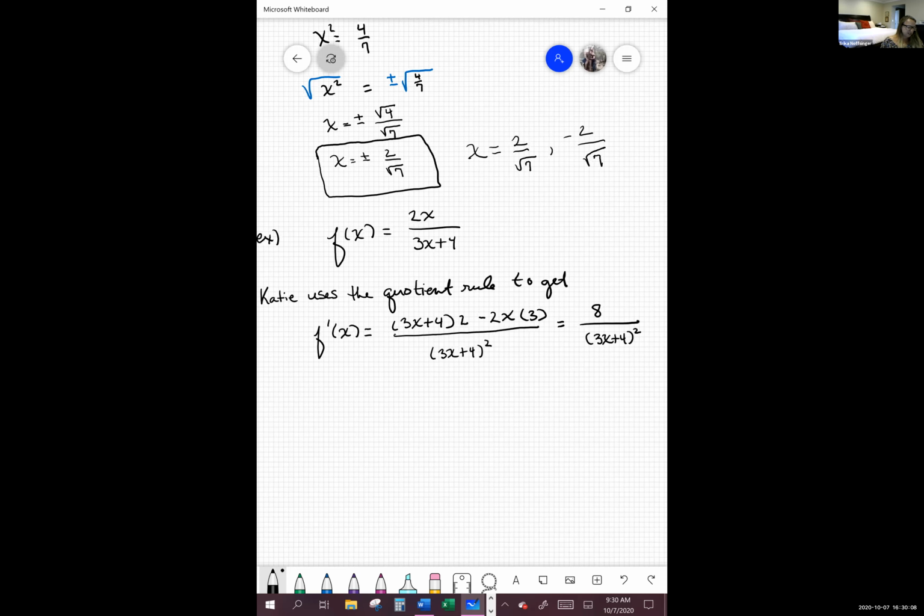Sarah converts hers into a product and uses the product rule and chain rule. So Sarah rewrites f of x as a product of two functions. She rewrites it and uses the product rule and chain rule.